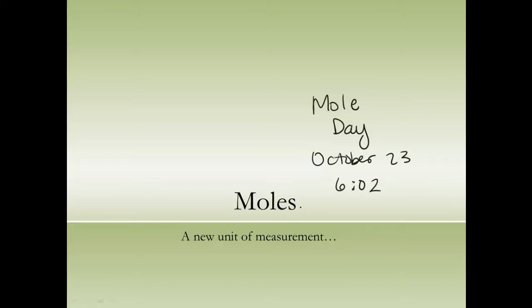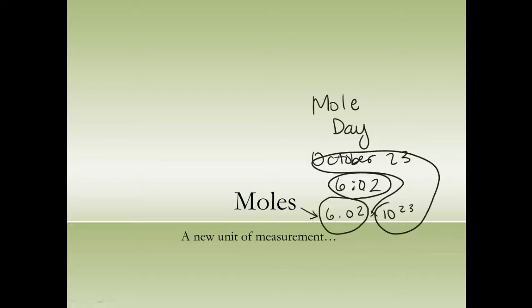A mole in chemistry is actually a certain number, and that number is 6.02 times 10 to the 23rd. It's basically a giant number that has a very particular meaning, so that's what we're going to be getting into today, and we're going to learn how to work with that number. But you might now see why we celebrate on 6:02 in the morning on October 23rd, because that is the day and time that corresponds to Avogadro's number, which is that number.